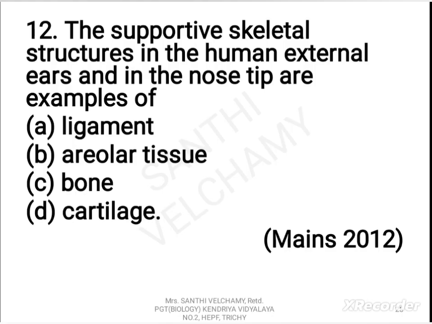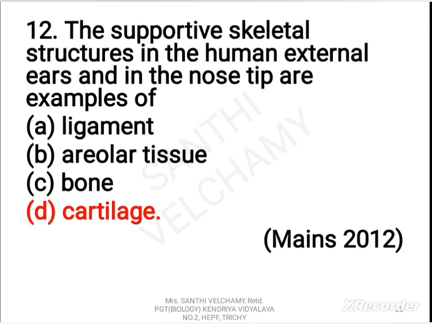The supportive skeletal structures in the human external ear, that is the pinna, and in the nose tip are the examples of: A, ligament; B, areolar tissue; C, bone; D, cartilage. So cartilage is the correct answer. D, cartilage is the correct answer.